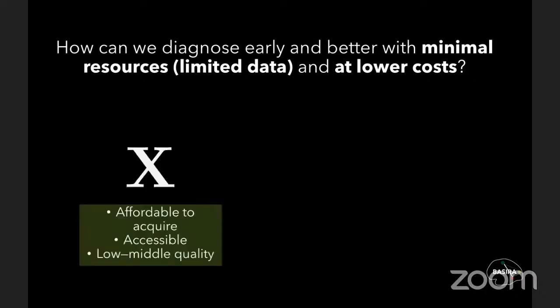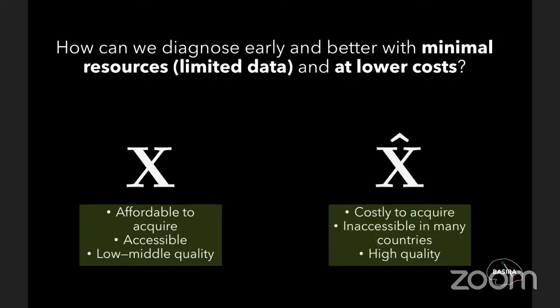So imagine you have an input data, and this data, X, it could be an MR image, it could be a graph, it could be a video, whatever you name it, it's generic, okay? So this data hypothetically is affordable to acquire, it's accessible. It can be of low or middle quality, which means you have poor quality data, okay? So it can happen, it's not necessary, but you can have that.